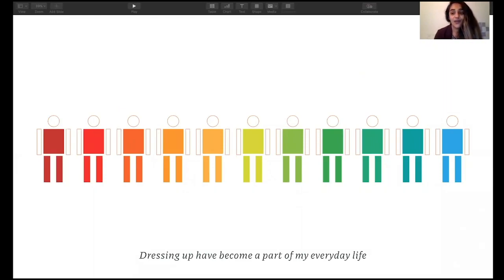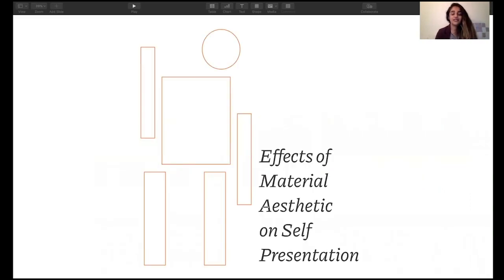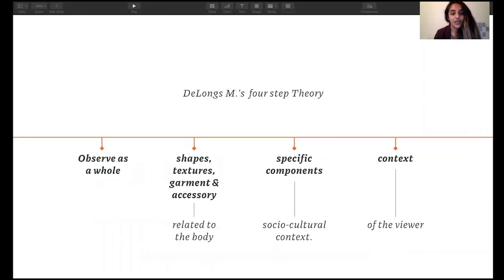It contributes to my confidence and mood for the day, which led me to the investigation of effects of material aesthetic on self-presentation. Think about the time when you met or saw a person for the first time. According to DeLong M., we observe people in a four-step theory. First, we observe them as a whole. Second, we observe the shapes, texture, garment, and accessories and how they relate to the body. Third, we observe the specific component in their social cultural context.